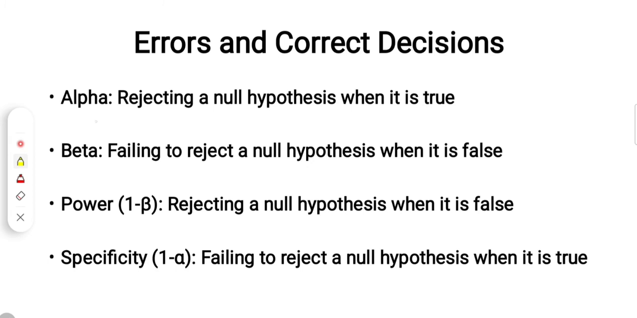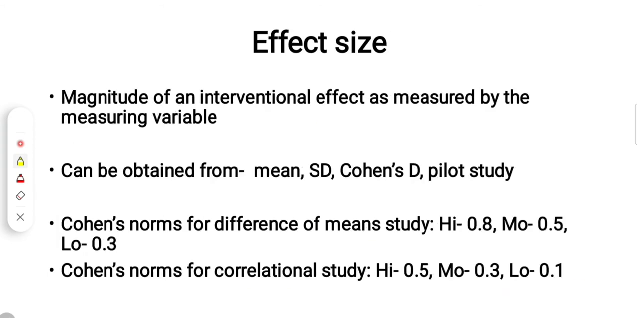Let's go for the next. Simple. Alpha is rejecting a null hypothesis when it's true, okay, and beta is failing to reject, meaning accepting a null hypothesis when it's false, okay. I think you got these. Power is what we call it when we reject the null hypothesis when it's false. Specificity is when we accept or fail to reject a null hypothesis when it's true. Simple, okay. Now we'll talk about effect size, okay.